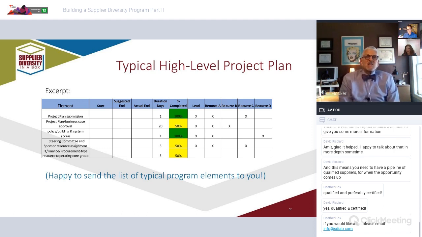So this is just to show you some of the typical elements that go into a program. I think it's really important when you begin the program that you look at all these elements and you list a beginning date and a start date and how much time it's going to take you. And then across the right-hand side of this spreadsheet are the variety of resources that I think you might need.